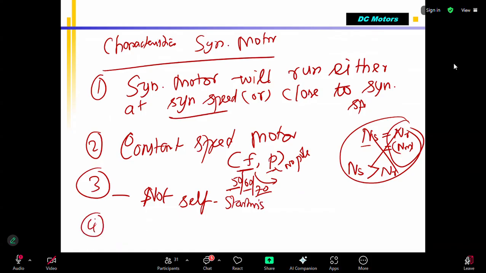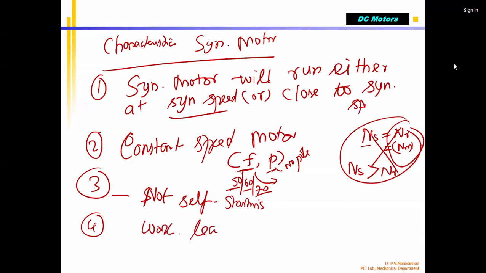Then the last one is that it can work on leading or lagging power factor. Okay. So it can work. These are the main important characteristics of the motor, and I stop here.